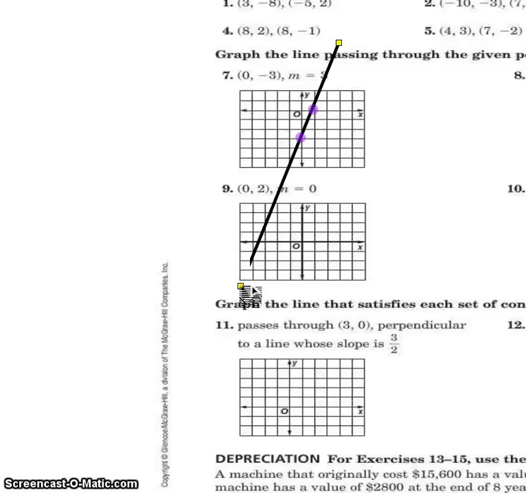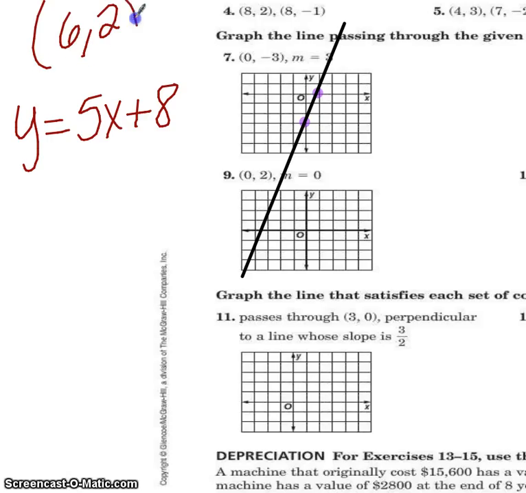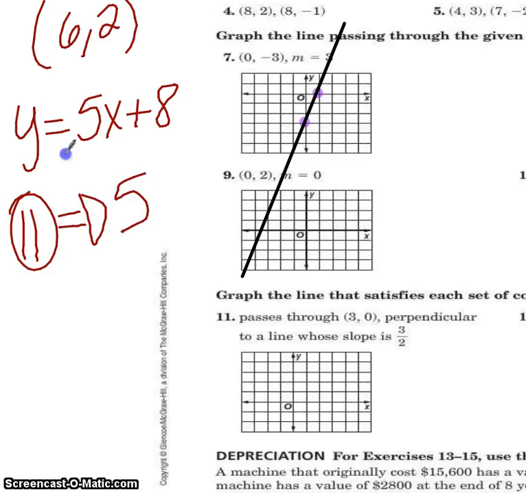Okay, don't forget what I said about perpendicular and parallel. Parallel means that the slope is the same. So if I have this equation, y equals 5x plus 8, and I give you the point 6 and 2, and I say I want the equation, what's the slope I'm going to use if I want it parallel? Correct. It's going to be a 5, because the slope stays the same, correct?